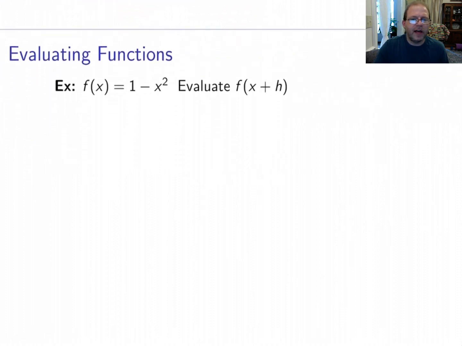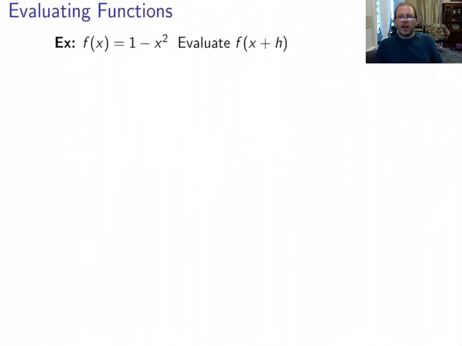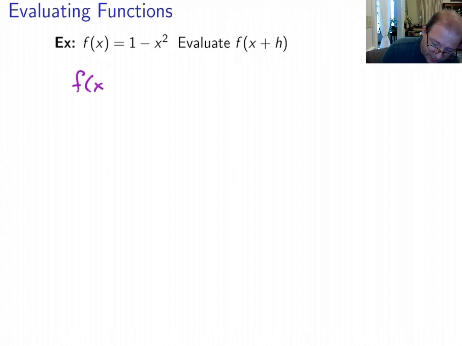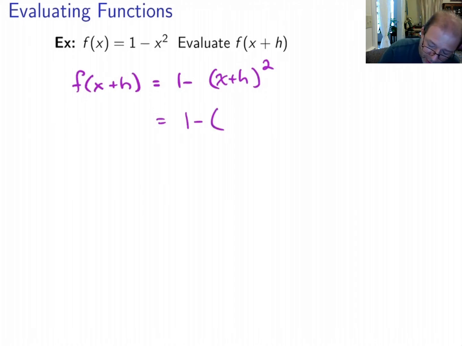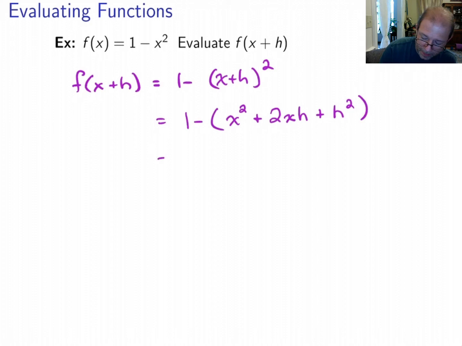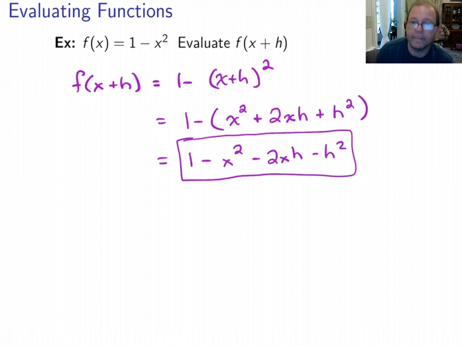All right, let's look at this one, evaluating this function at x plus h. When you get into calculus, plugging x plus h into functions is going to happen a lot. So let's do this. f of x plus h is 1 minus parentheses squared, and then we'll put x plus h into those parentheses. Okay, now I've got to multiply this out. If you want to, you could write x plus h times x plus h and FOIL it, but the quickest way to do this is, when you're squaring a binomial, square the first term, add twice the product of the two terms, so plus 2 times x times h, and then square the last term. And now I'm just going to distribute that negative through there and get 1 minus x squared minus 2xh minus h squared. And that's our answer.